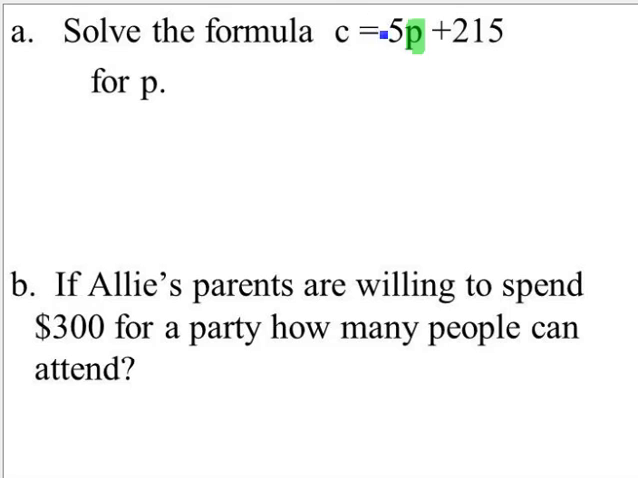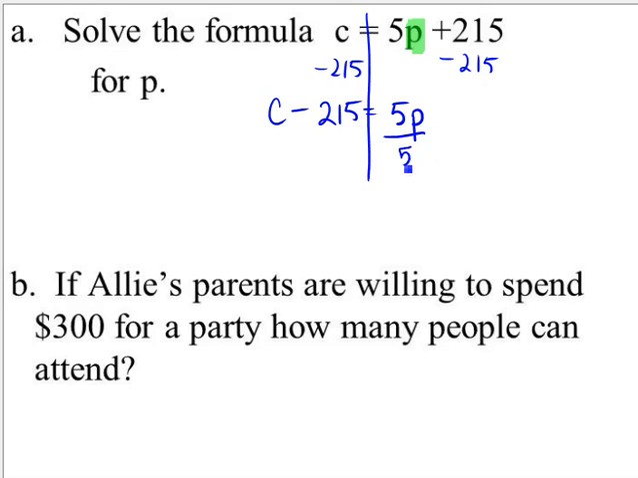I will do that by undoing the addition. We should be getting pretty good at these at this point in time. C minus 215 equals our 5P. And then I'll undo the multiplication by dividing by 5 on both sides. So I end up getting C minus 215 all over 5.